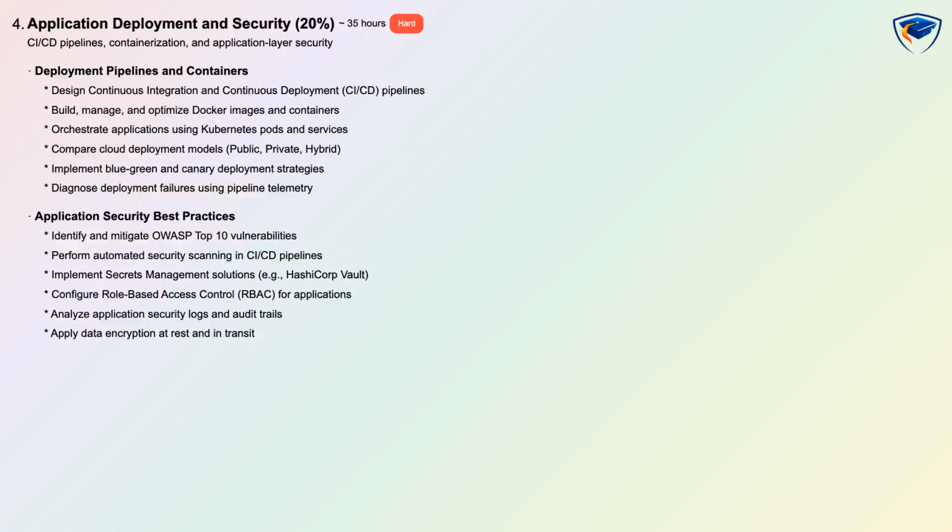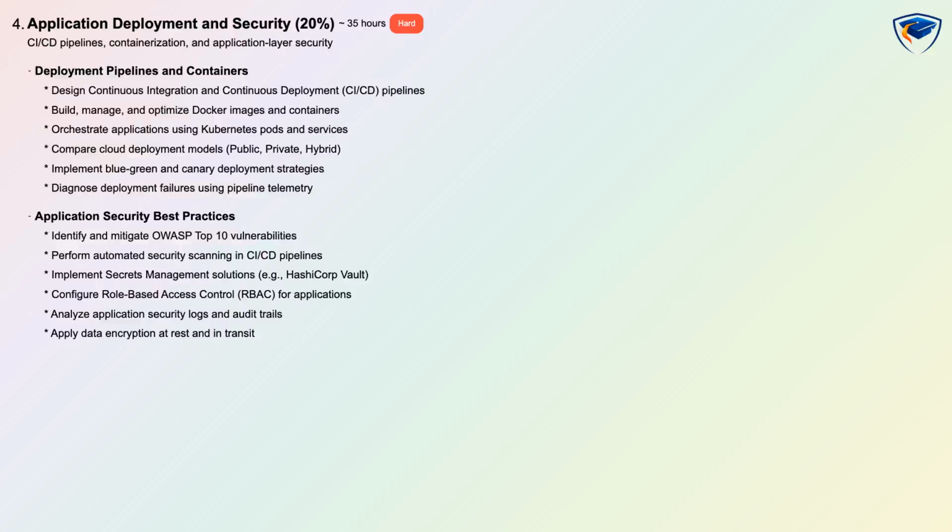The application deployment and security domain is all about CI/CD pipelines, containerization, and application layer security. Topics in this domain include deployment pipelines and containers, such as designing continuous integration and continuous deployment pipelines, building, managing, and optimizing Docker images and containers, orchestrating applications using Kubernetes pods and services, comparing cloud deployment models, implementing blue-green and canary deployment strategies, and diagnosing deployment failures using pipeline telemetry.